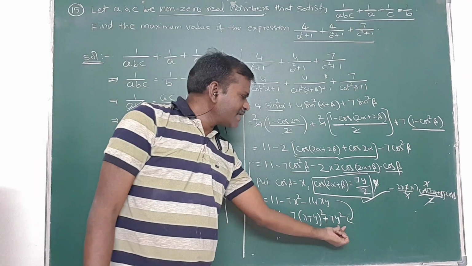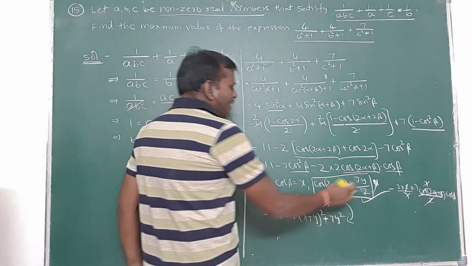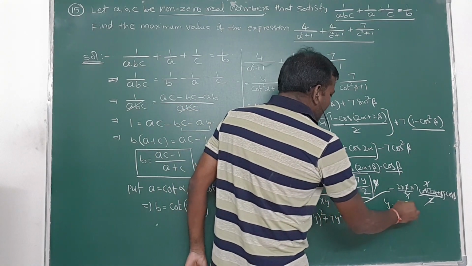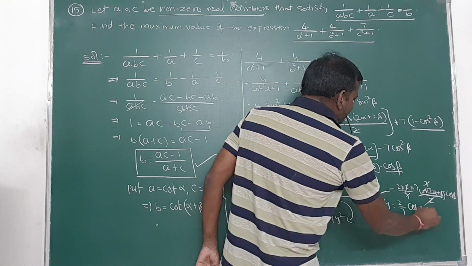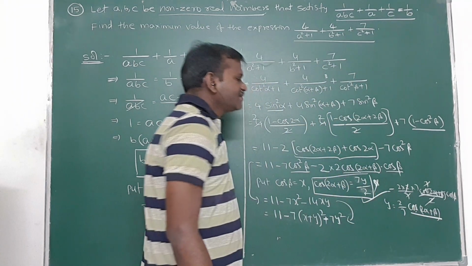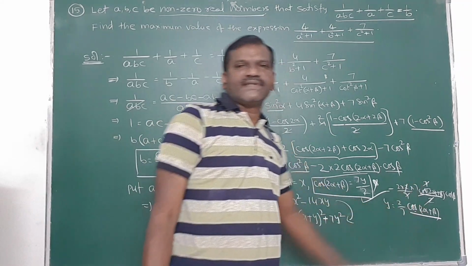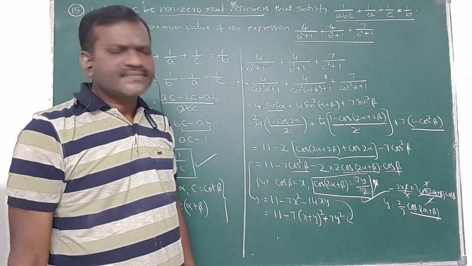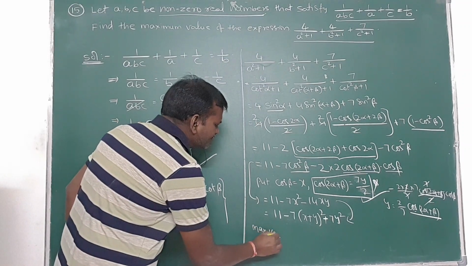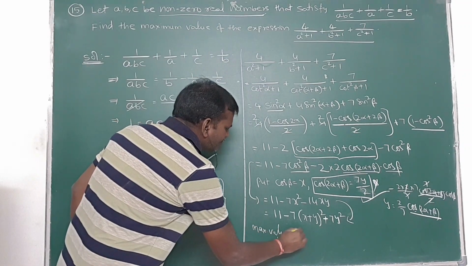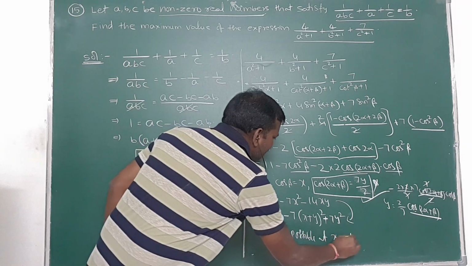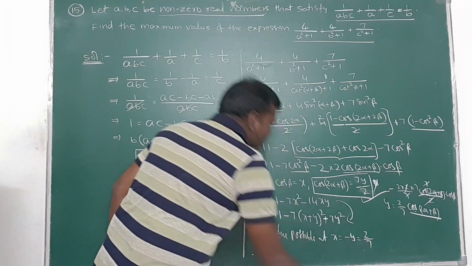And also, what is the maximum value of y here? Y can be written as y is equal to 2 by 7 into cos of 2 alpha plus beta. What is its maximum value? Cos theta maximum value is 1. So its maximum value is 2 by 7. So the maximum value is possible at x is equal to minus y is equal to 2 by 7.